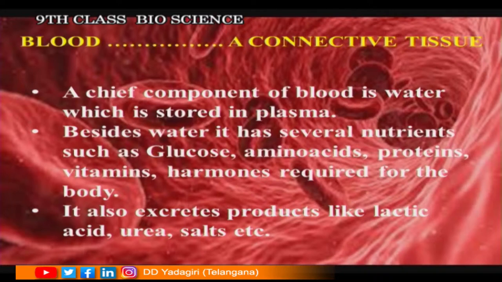So, what is blood carrying? It carries lactic acid, urea and the salts. Along with it, the different toxic materials are also excreted by the excretory organs. So, from the different parts of the body, blood is carrying all these waste materials to the excretory organs.